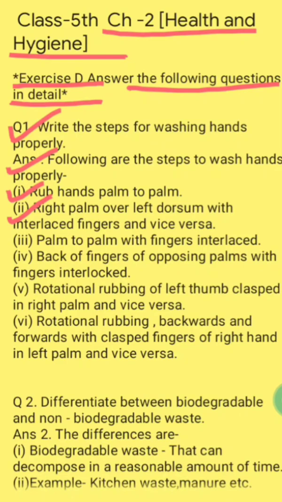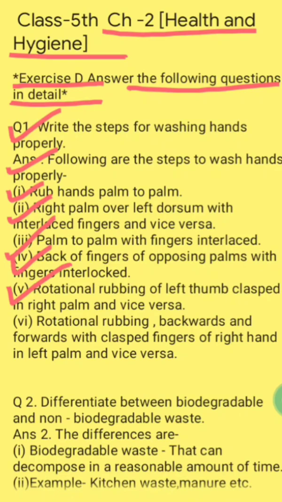Okay. Next one, the third, is palm to palm with fingers interlaced. We have to interlock our fingers and rub our palm to palm so that the germs present in our hand are removed properly. The next one is back of fingers of opposing palms with fingers interlocked. We have to wash or rub the back of the fingers with opposing palms interlocked over it. After this, rotational rubbing of left thumb clasped in right palm and vice versa. Left thumb clasped in right palm. Similarly, the right thumb clasped in left palm.